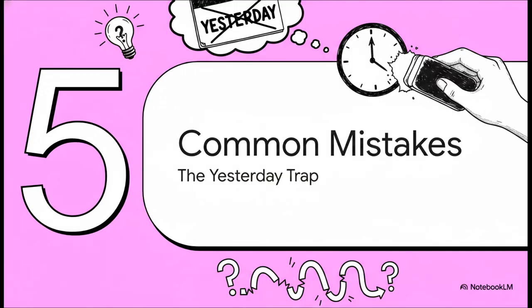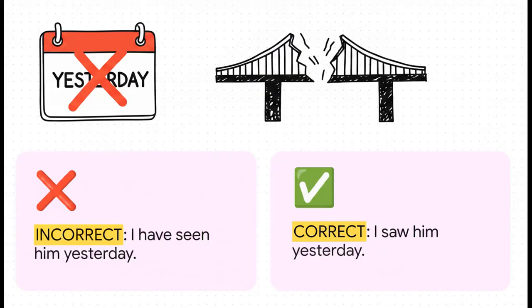Section 5. Avoiding one common mistake, the yesterday trap. So, the crucial point is this. You cannot use finished time words with the present perfect. It is flat out incorrect to say, "I have seen him yesterday." Yesterday is a finished, closed period of time. By using it, you completely burn the bridge to the present. If you want to mention a specific, finished time in the past, you must drop the present perfect and use the past simple instead. The correct sentence is simply, "I saw him yesterday."